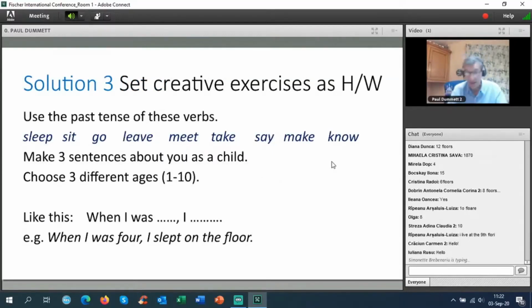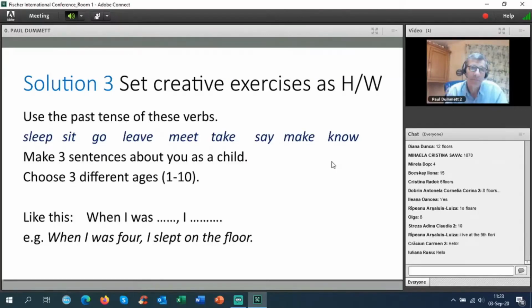The last thing for aiding comprehension is setting creative drills. So imagine your students, these are A2 students now, have been doing irregular past verbs. The first time they've come across irregular past verbs. Sleep, slept; sit, sat; go, went, and so on.